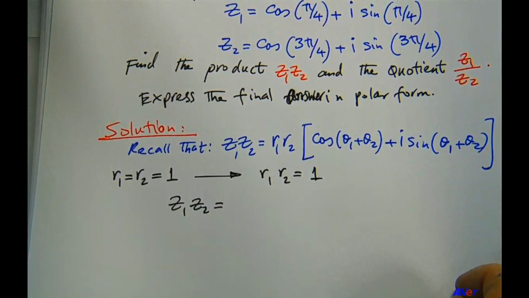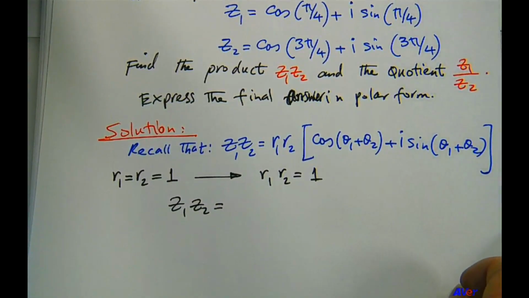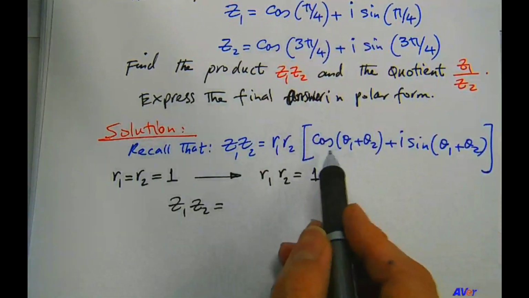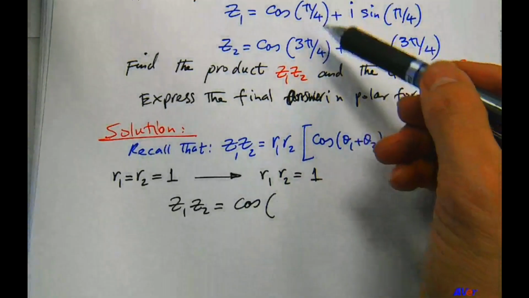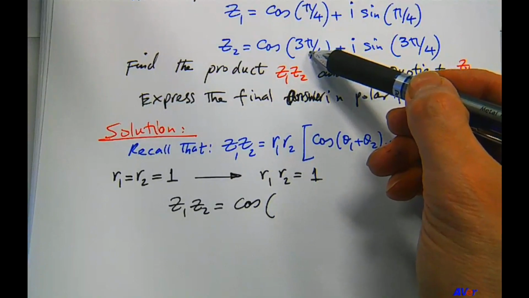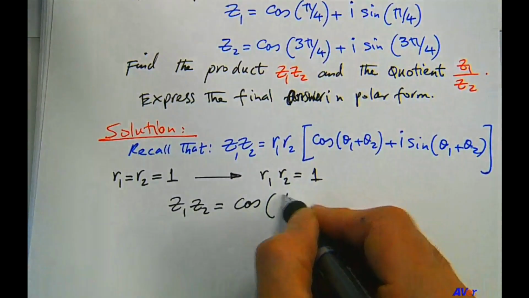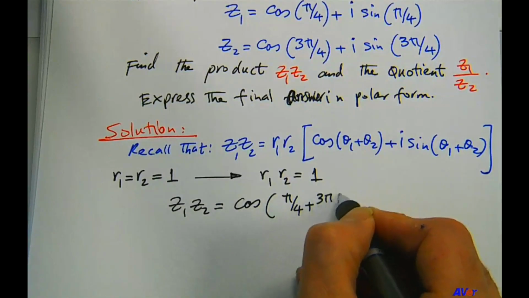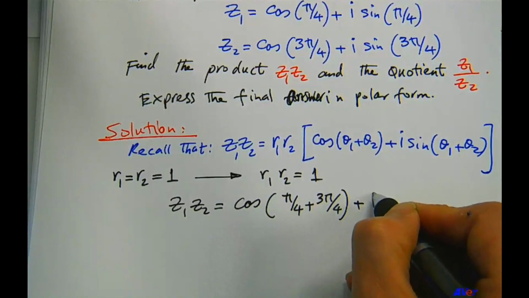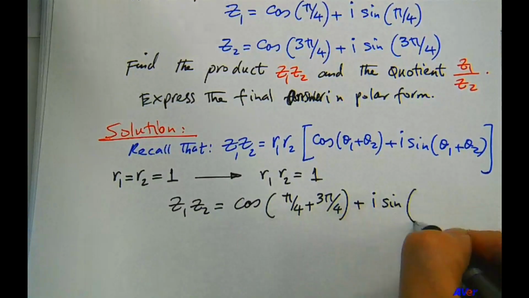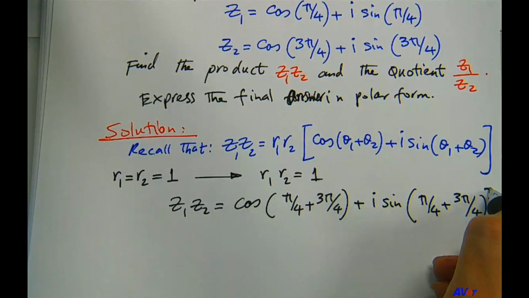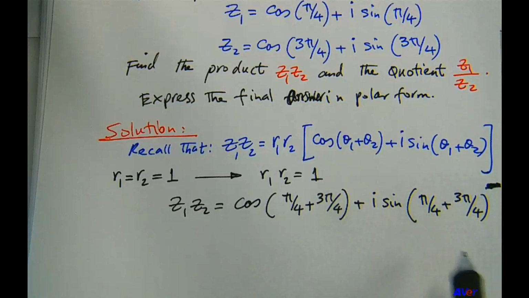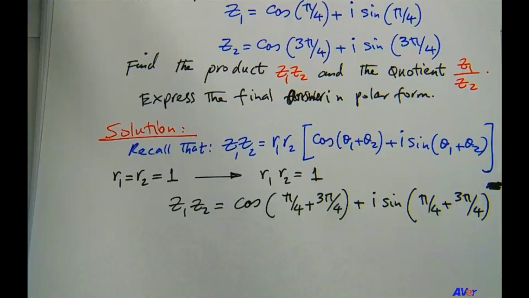I still want to show z1 and z2 on the screen. Okay, so then cosine of theta 1 plus theta 2. Theta 1 is pi over 4. Theta 2 is 3 pi over 4. So we have pi over 4 plus 3 pi over 4 plus, of course, I sine of the same thing, pi over 4 plus 3 pi over 4. Right? Like that. So that's nothing.